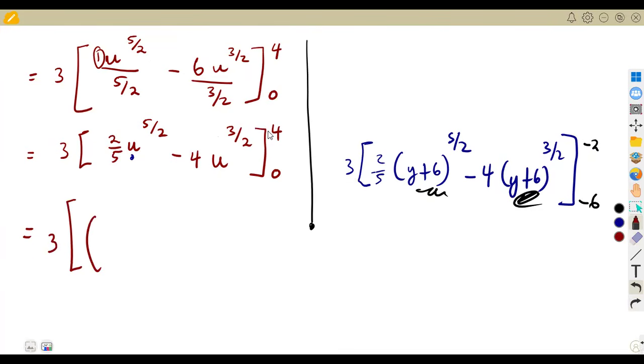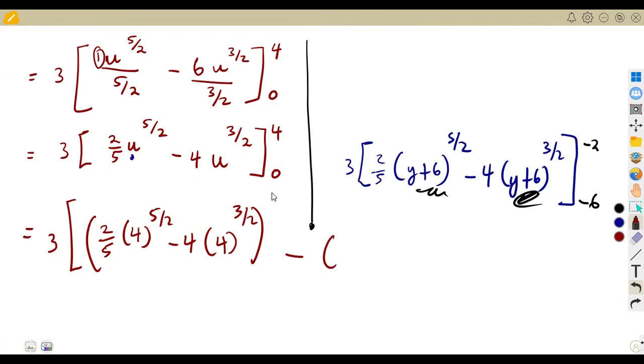The upper limit is 4, so it's going to be 2 over 5 times 4 to the exponent of 5 over 2, minus 4 into u, which is 4 to the exponent of 3 over 2. Upper limit always first, minus the lower limit. By just looking, we are substituting a 0 here, and a 0 raised to any exponent becomes a 0. When you multiply it, it just remains a 0 on this part. So this is the part that we are going to simplify. So it's going to be 3 into whatever you're going to have on this part.